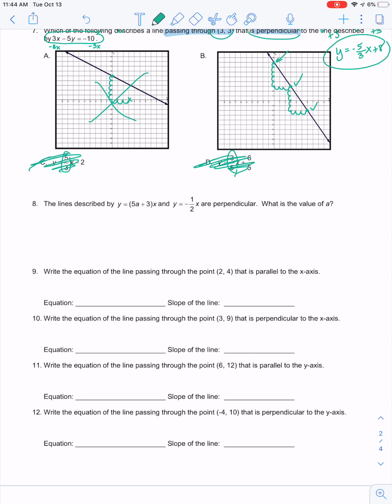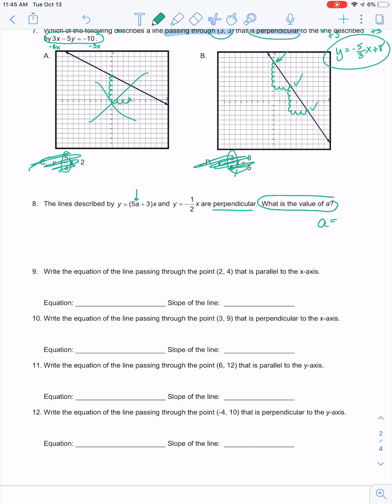So the lines described by y equals (5a plus 3)x and y equals negative 1/2 x are perpendicular. What is the value of a? Well, I know that my goal is to find a. A equals. Where's the a? The a is right here.